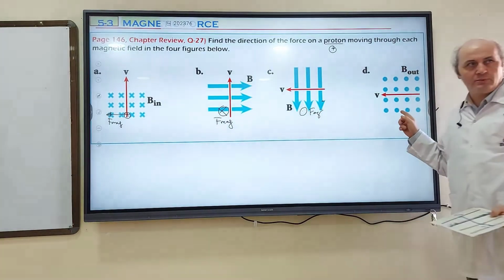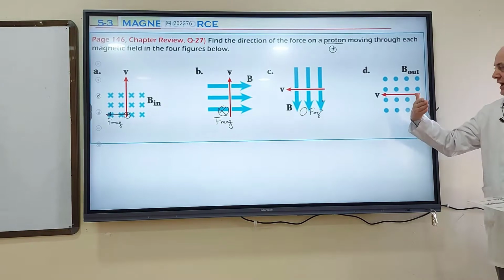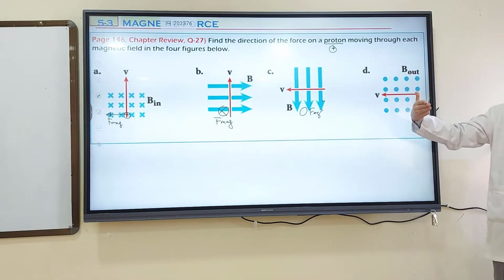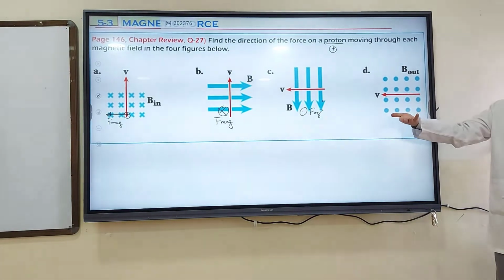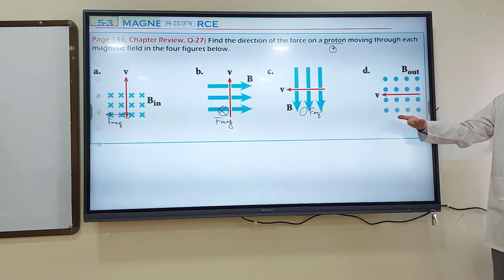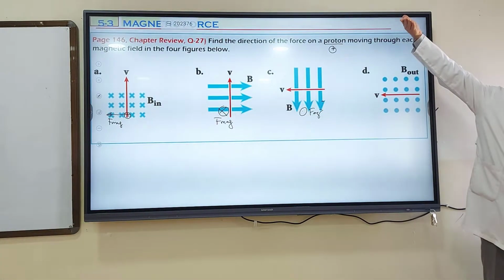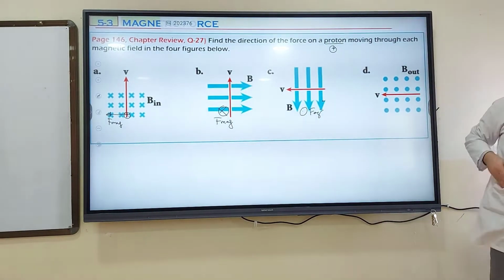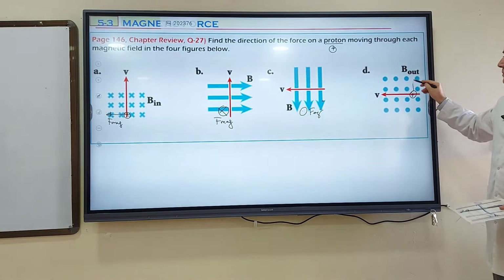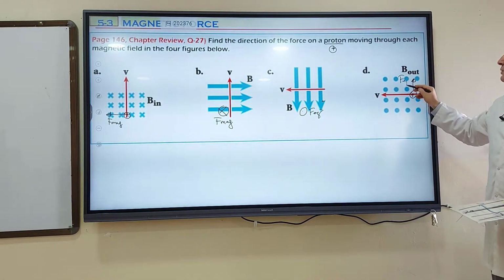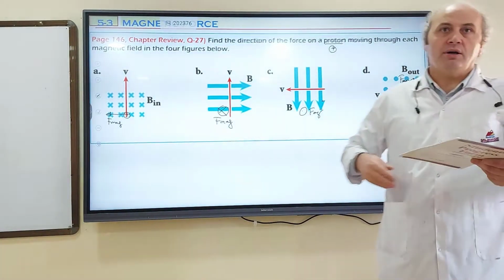And the last one. The magnetic field is out of the board. I'm going to show it like this, out of the board. But I have to show V to the left. Now my hand is showing out of the board and my thumb is to the left. Look at my palm. It is up to the board. So it's going to be like this. If you put a proton here, moving in this direction, the magnetic force is going to be up to the board. Let's do it according to your page. According to your page, it's going to be like this.